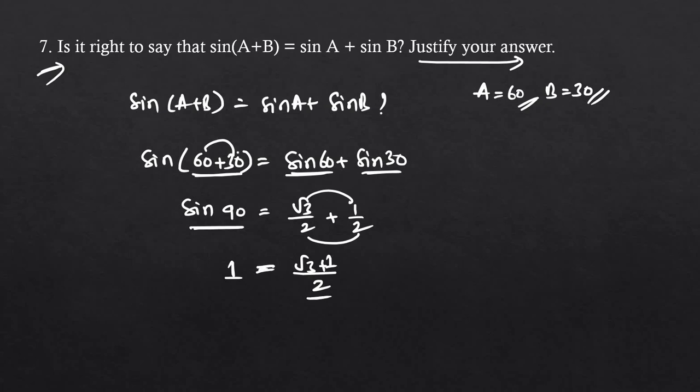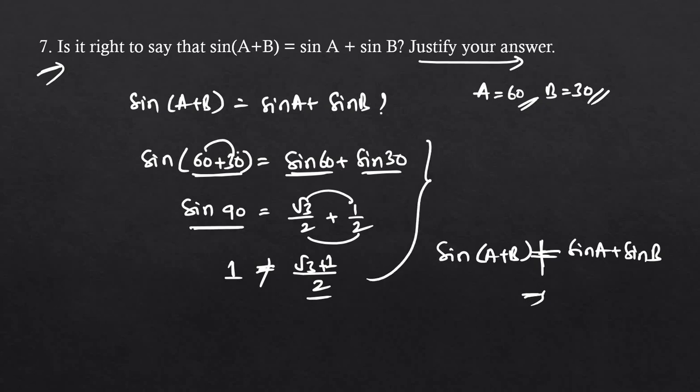So are both equal? No, these are not equal. Then we can say that sine of A plus B is not equal to sine A plus sine B. So this is the answer. To justify your answer, we can write this explanation. So this is the end of this exercise, exercise 11.2 of trigonometry.